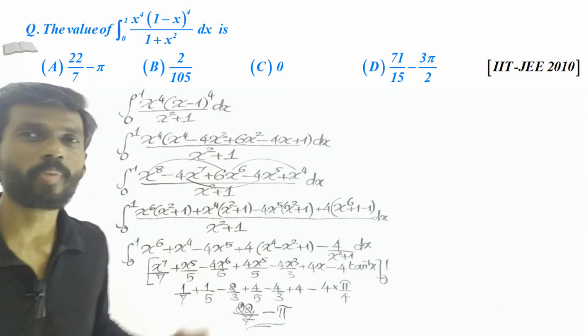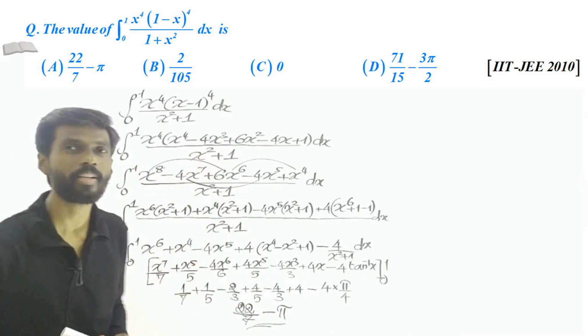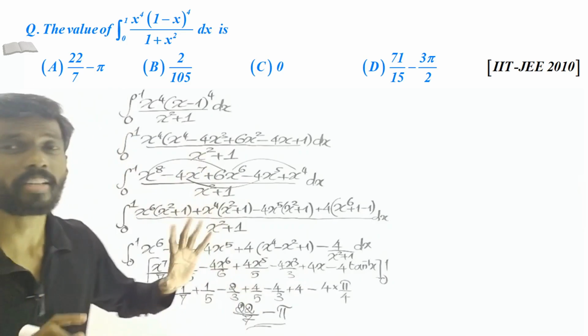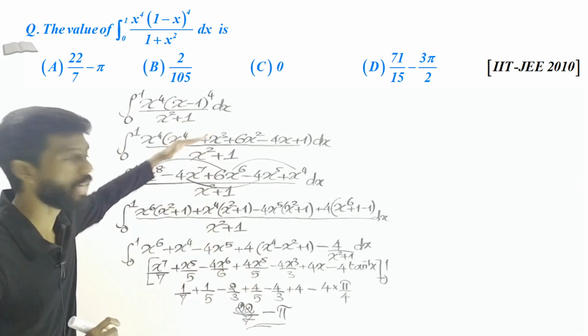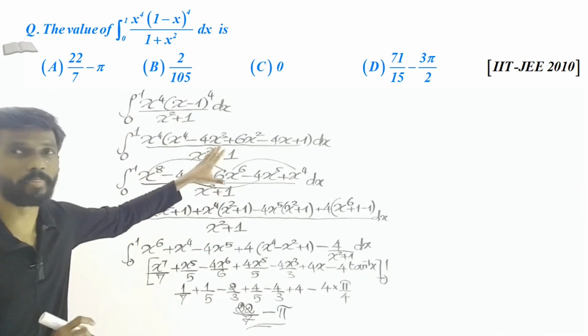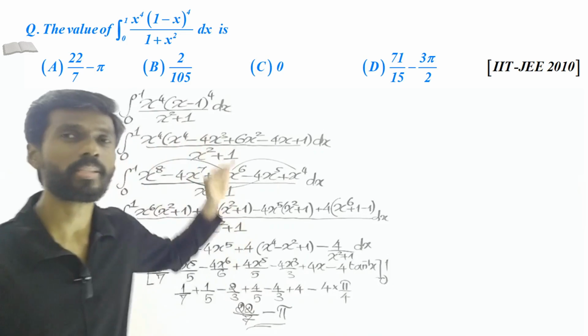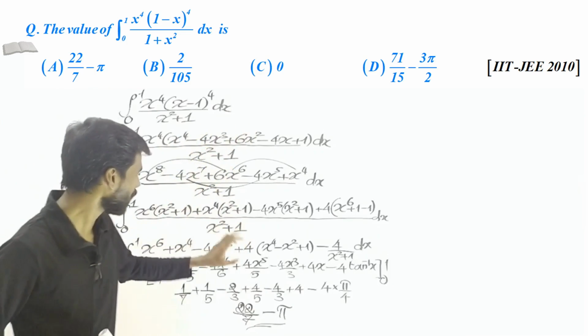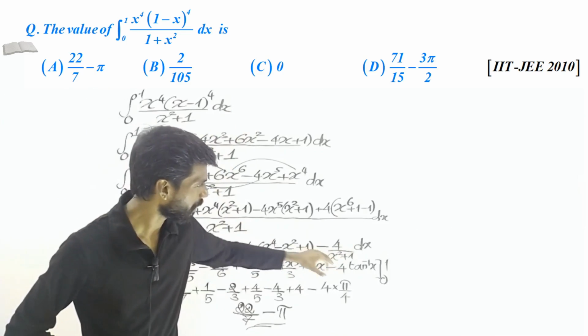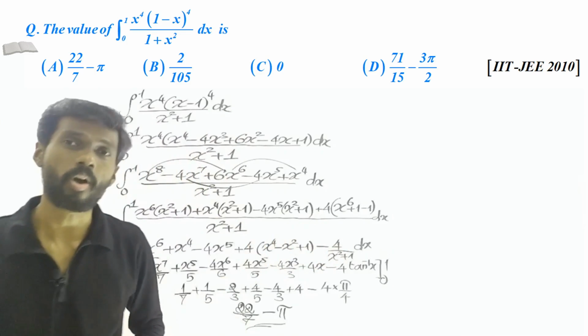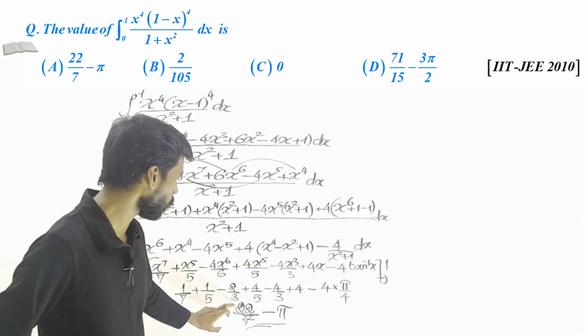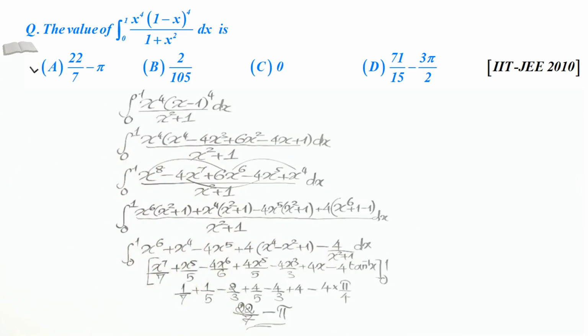See, there is nothing in this question. Simple. We are just doing division, no techniques or different method. Just division of a polynomial by another polynomial, that we did by a different method. So you can simply divide this polynomial by this polynomial, and everything gets simplified. So we get a polynomial plus a known expression we can find the integration of. So that will give you the answer 22 by 7 minus pi.